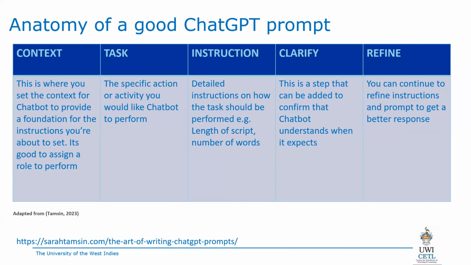And I am really happy with this approach, adapted from Tasman 2023, that works pretty okay. In the anatomy of a good prompt, you have a context. This is where you set the context as much as you can. Give it a context as much as you can. Obviously, there is a task. You need to be clear about the task.